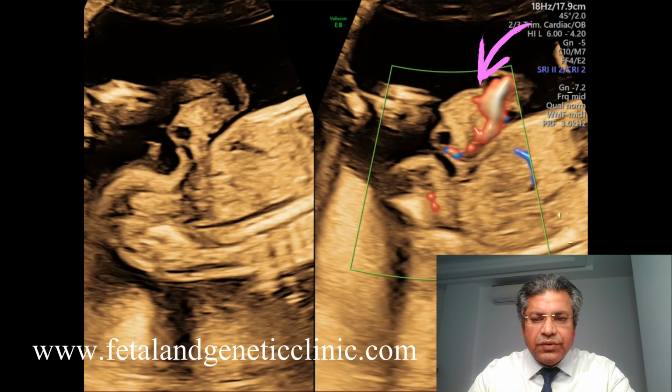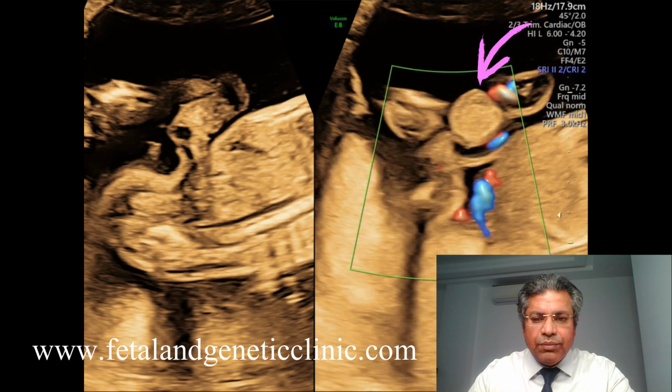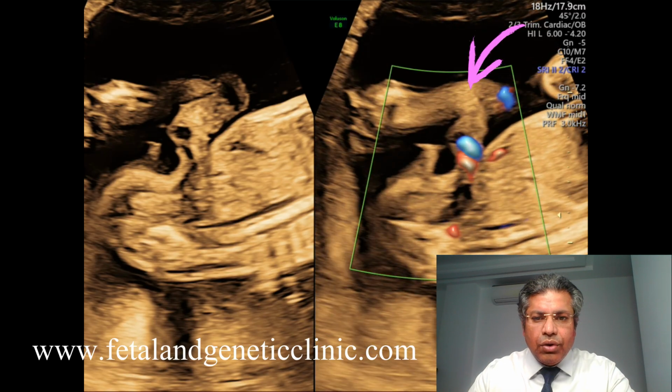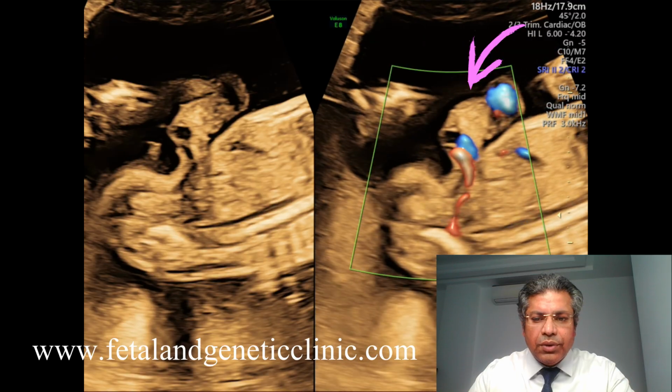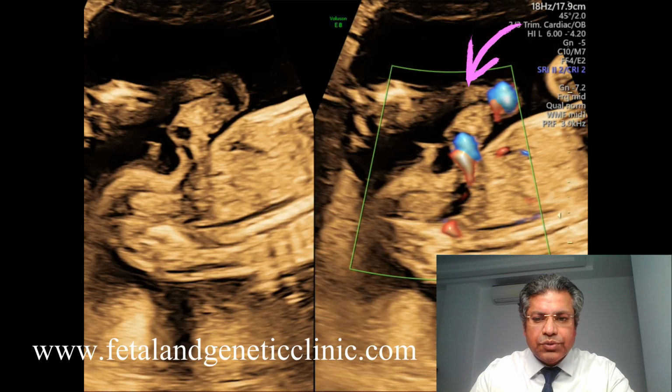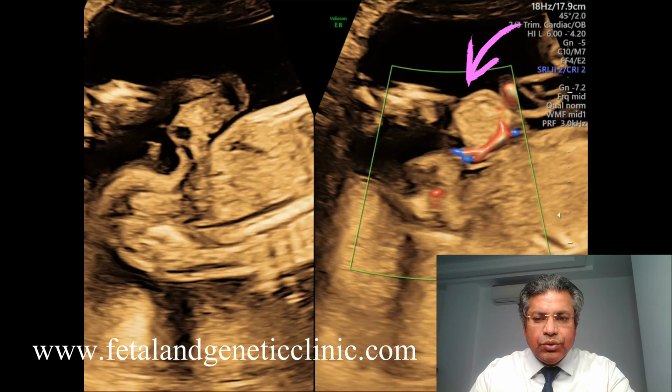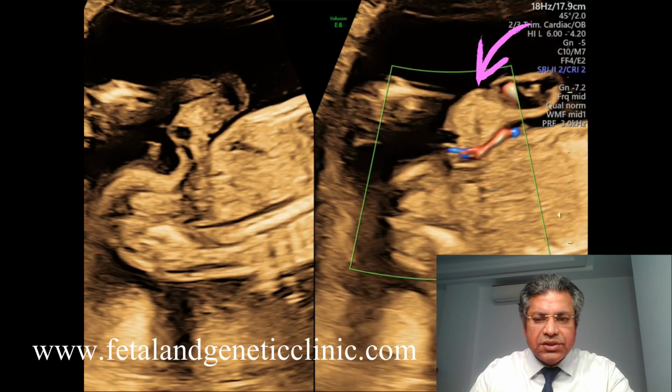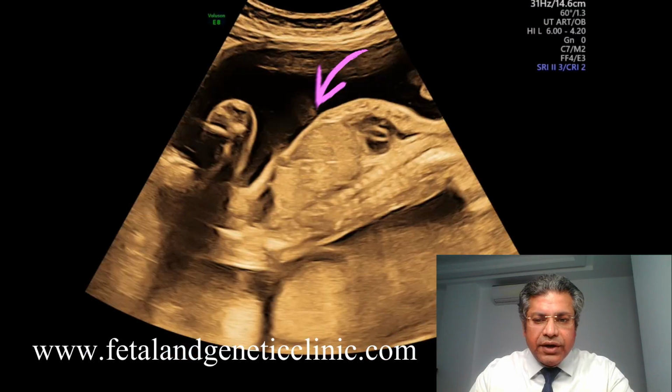And this is the third variety, in which we identify that the umbilical cord abdominal wall insertion is absolutely normal, and some part of the small intestine leaks into the base of the umbilical cord, and it is there in the umbilical cord itself, right?